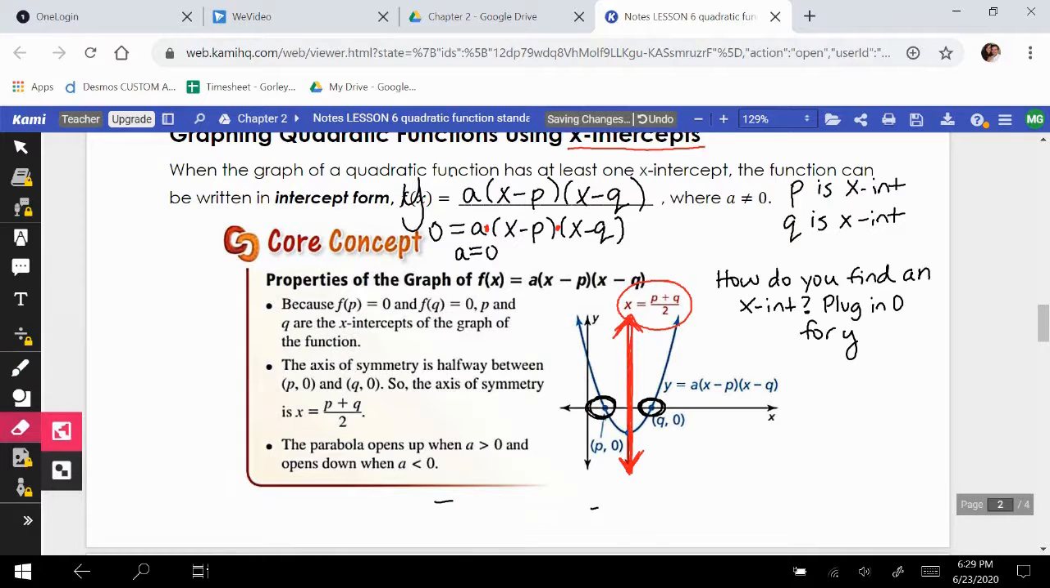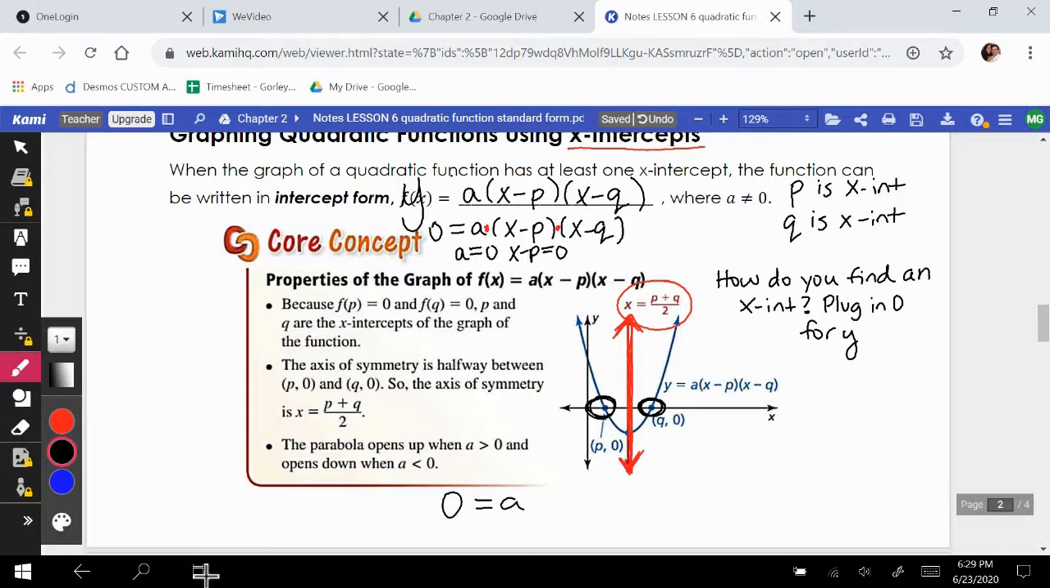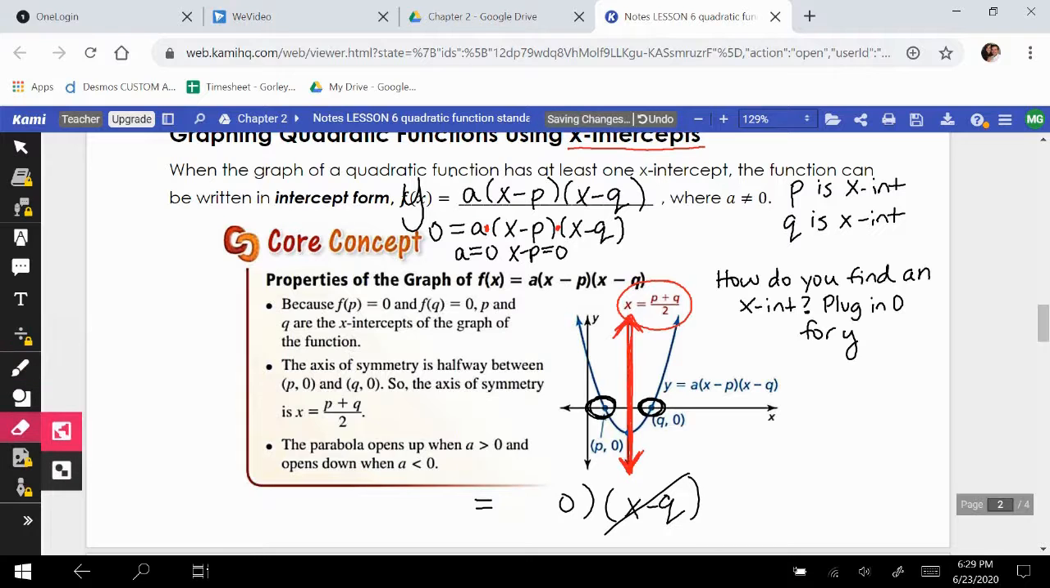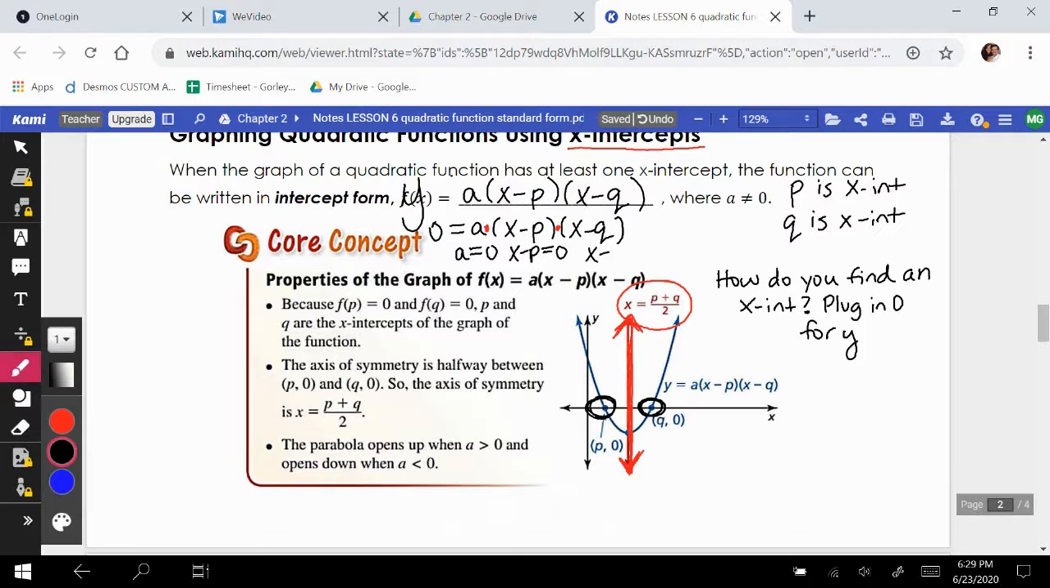Another option would be that x minus p is equal to 0, right? Because if x minus p was equal to 0, then it would look something like this. And again, 0 times anything is just 0. The last option that we have is that x minus q would be equal to 0. And if x minus q is equal to 0, it would look something like this. And again, 0 times anything is just 0.